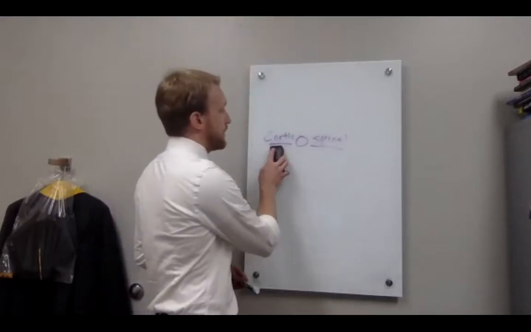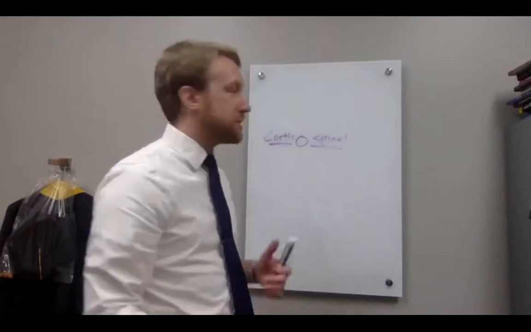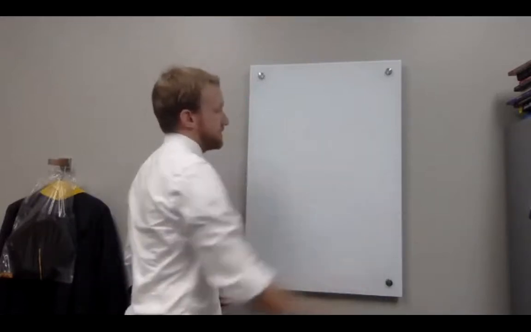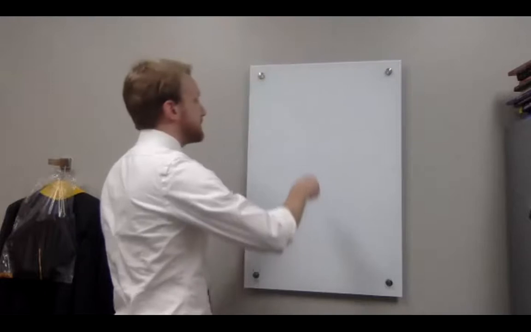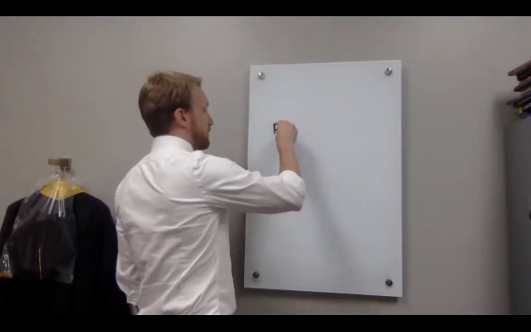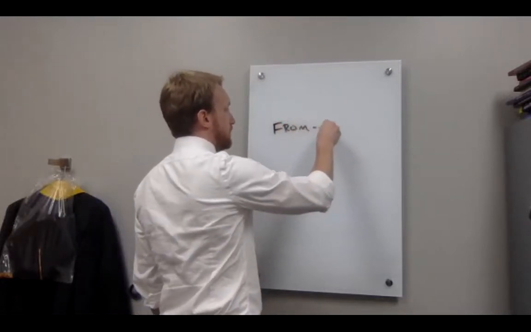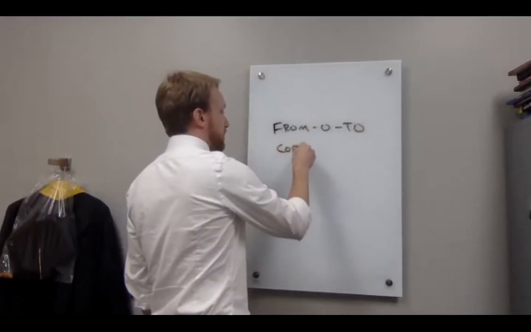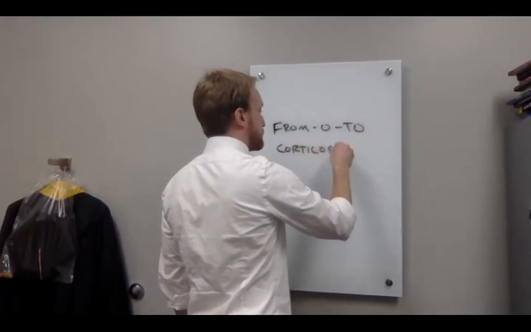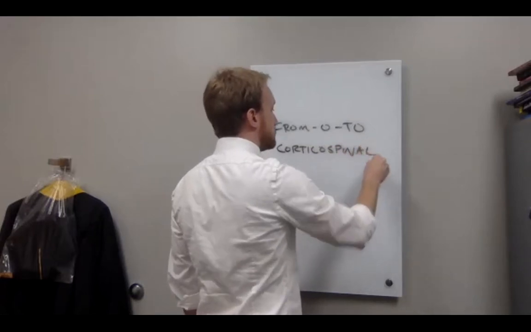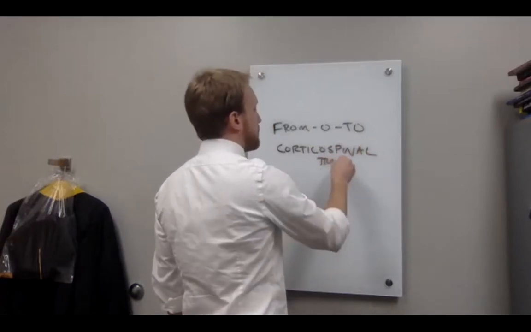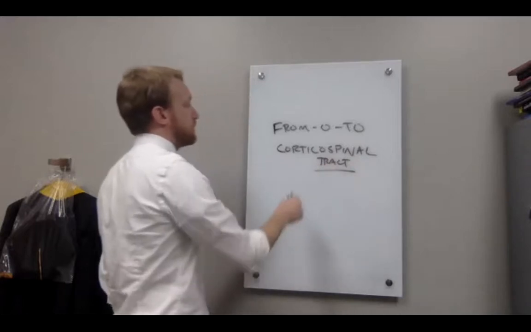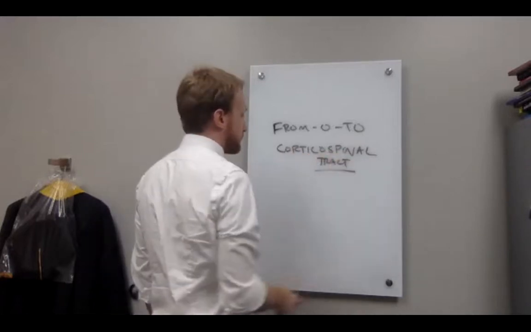Okay, so the question asks about the different types of synapses. So we need to get this pattern. The pattern is from one thing to another. So you've heard of the corticospinal tract. This is a tract that's going to run from the cortex to the spinal cord.